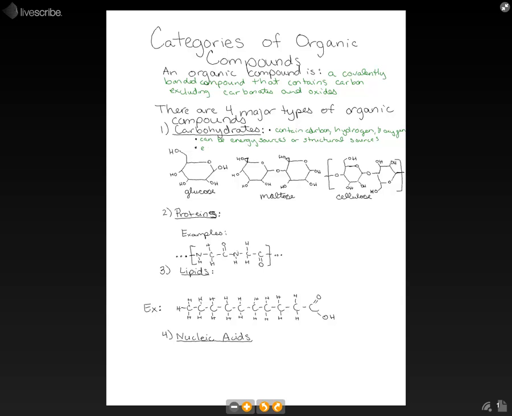And they can exist as monosaccharides, disaccharides, or polysaccharides. Below I've shown some examples of monosaccharides, disaccharides, and polysaccharides. Monosaccharides mean it has one unit. So glucose is an example of a monosaccharide.